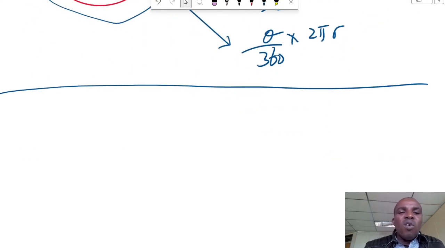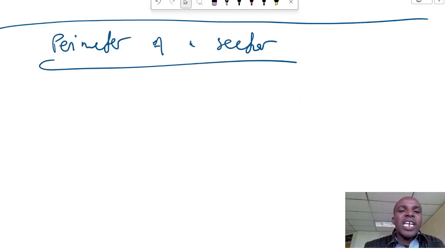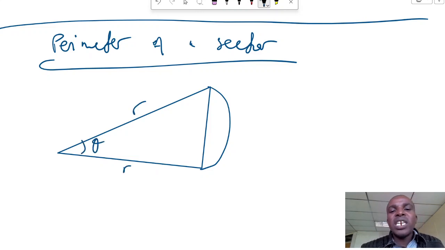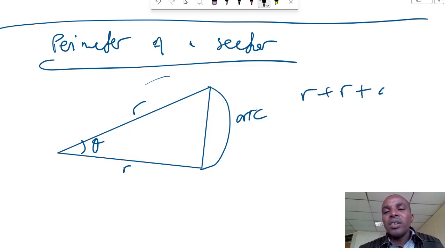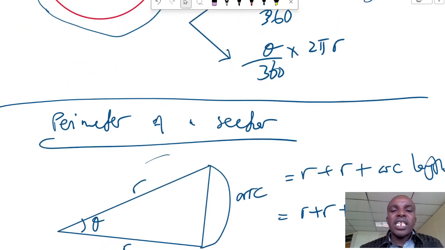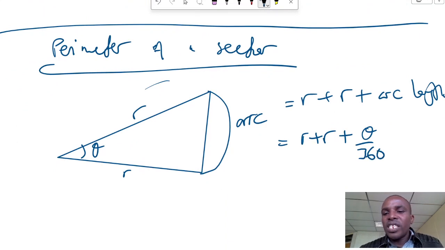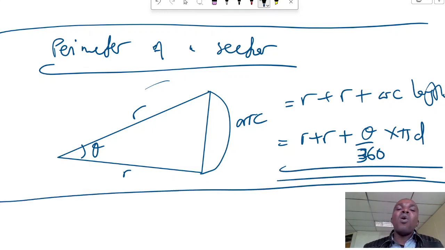Now, for the perimeter of a sector. A sector is like this. This part is the radius, let me put my angle theta. Then this one is the arc. So you can say r, this side, plus this side, radius, plus the arc. So it will be r plus r plus arc length. That's the perimeter of a sector. The arc length is theta over 360 times pi d, or you can say times 2 pi r. Then done. This is the formula for the perimeter of a sector.